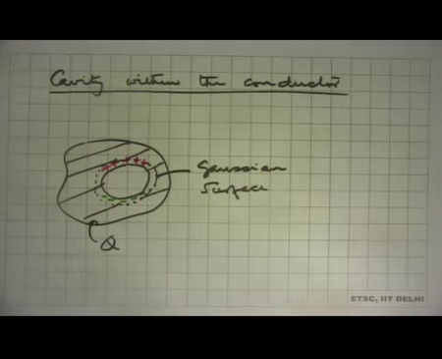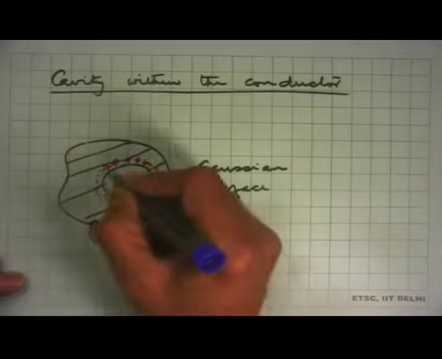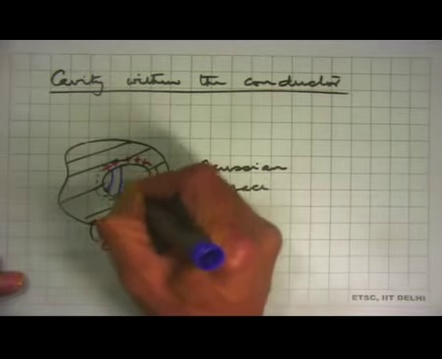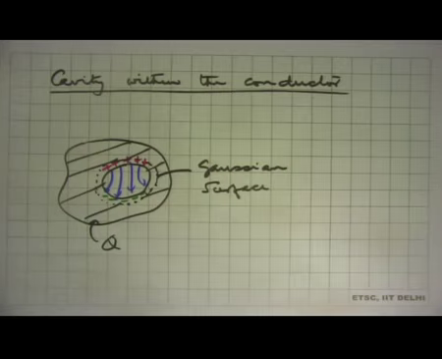Now, remember, there cannot be any electric field within the conductor. So, there must be electric field lines like this, from the positive charge to the negative charge within the conductor cavity. These electric field lines cannot enter the conductor, because inside the conductor the electric field must be 0.